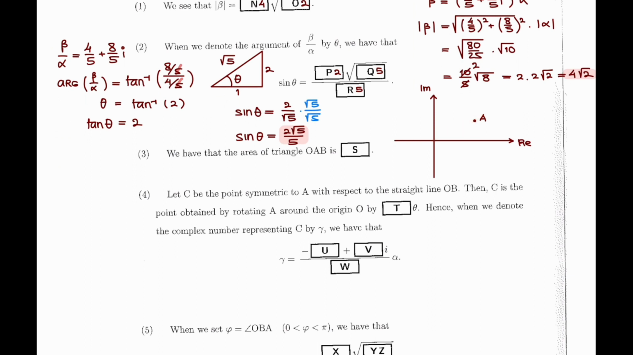And then the modulus of beta is equal to 4 square root of 2. I do not know the exact position of beta, so I can illustrate something like this. This is just my assumption. Once again, I do not know the exact coordinate of beta, so I just assume beta is somewhere here. Beta is point B. Then the length of this line is 4 times square root of 2. And then where is theta? Theta is the argument of beta over alpha. You need to remember the properties of modulus.